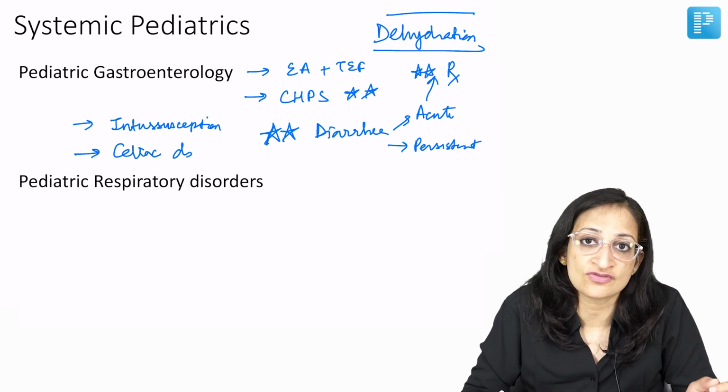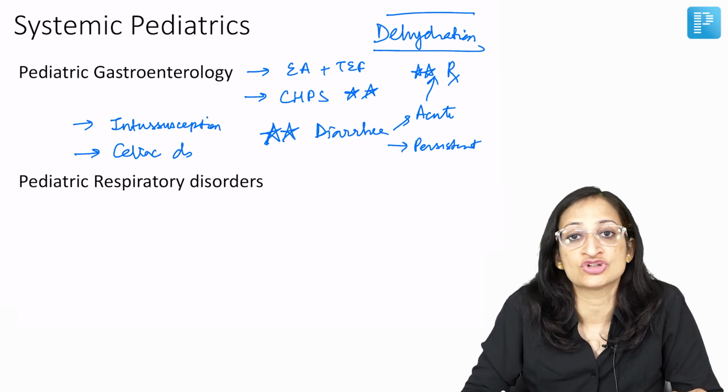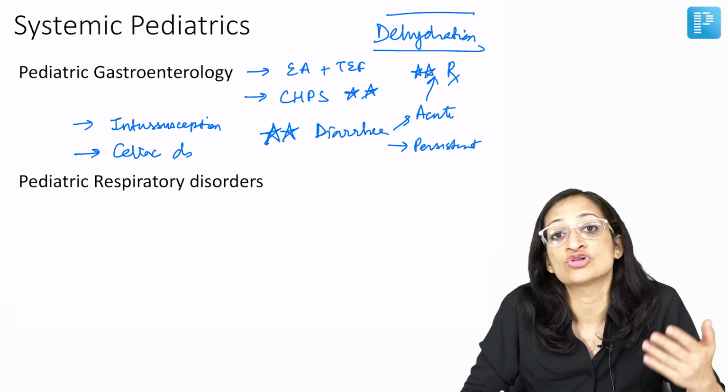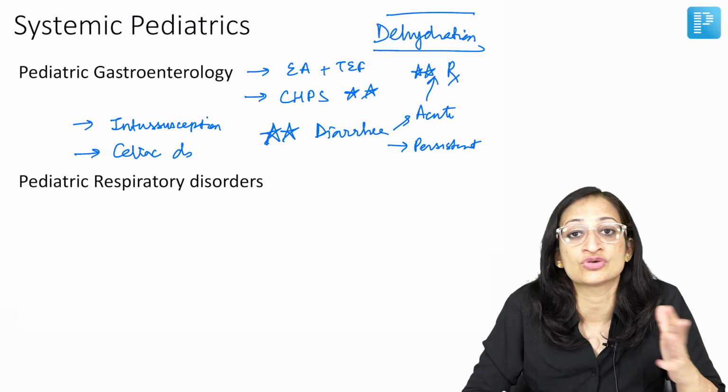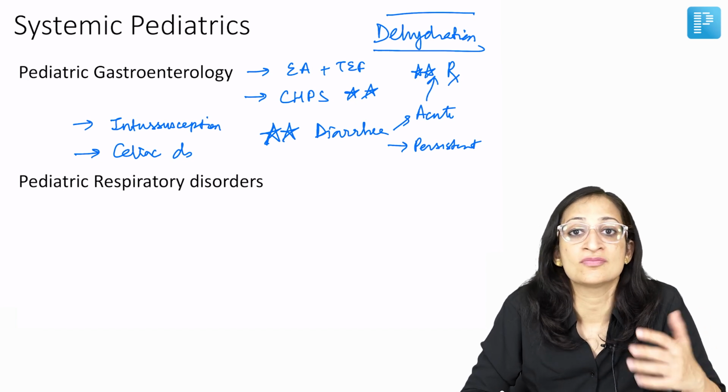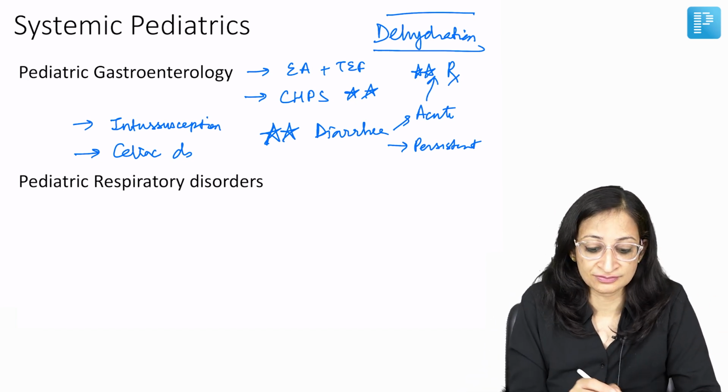And the composition of WHO-ORS, the osmolarity of WHO-ORS, very, very important. And also ReSoMal. ReSoMal is the rehydration solution for a malnourished child. How to treat diarrhea or dehydration in a malnourished child is again also very important.